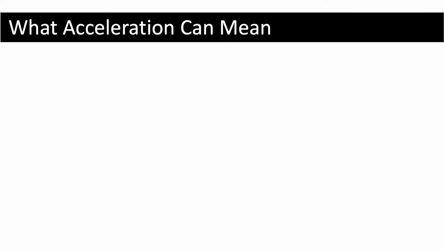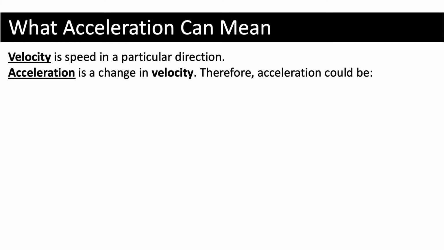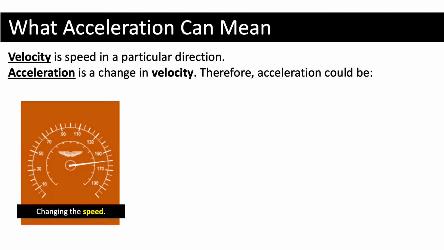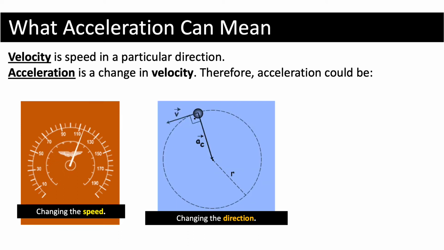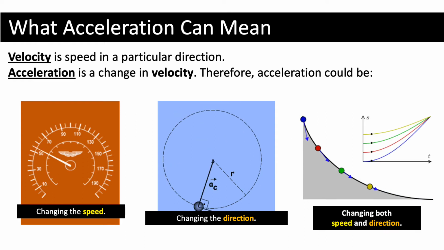So first of all, we need to define what acceleration is and what it can mean. We must remember that velocity is defined as a speed in a particular direction. Acceleration is a change in velocity. Therefore, this means that acceleration could be changing the speed, or changing direction, or both, changing speed and direction.